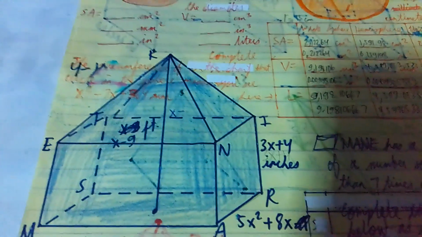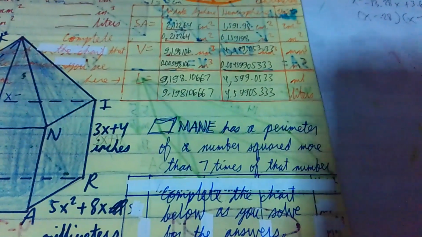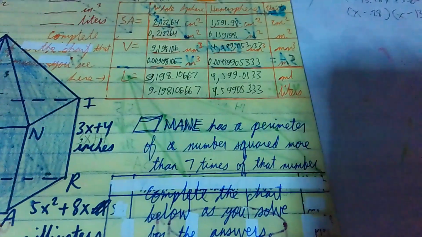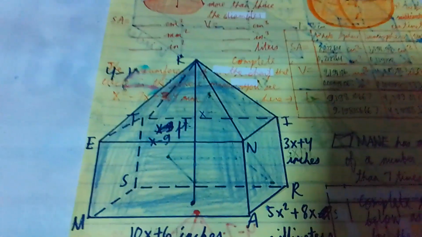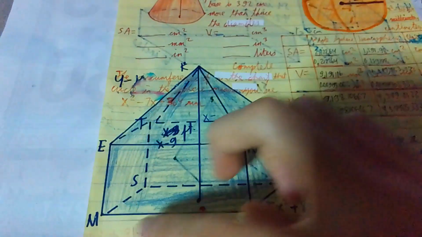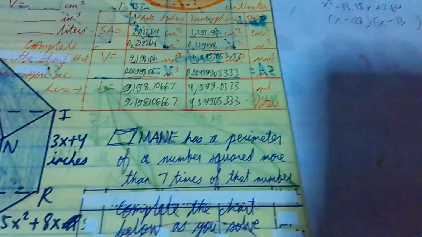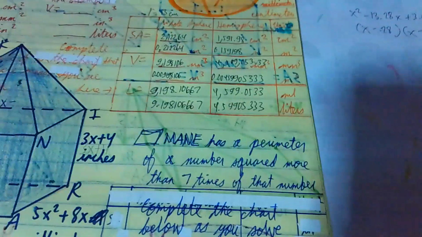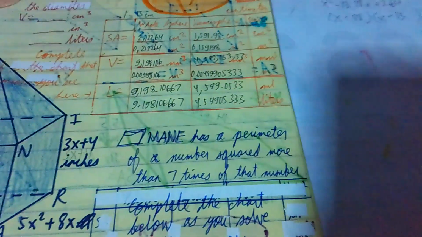And here's the condition for today. Main has a perimeter of a number squared more than 7 times of that number. So Yan, look at main. Where is main? Yan, it's this one. This face. Face main. It says it has a perimeter of a number squared more than 7 times of that number. Then, what is our main objective?